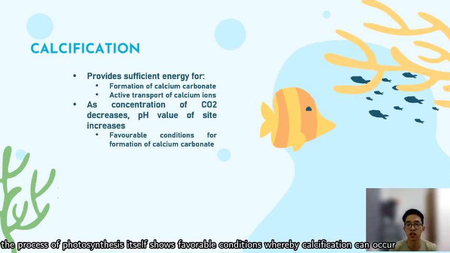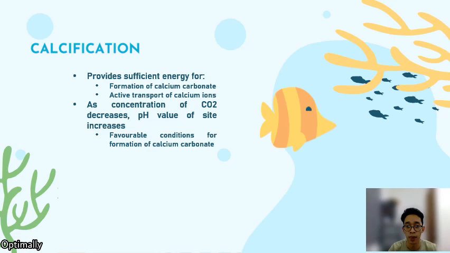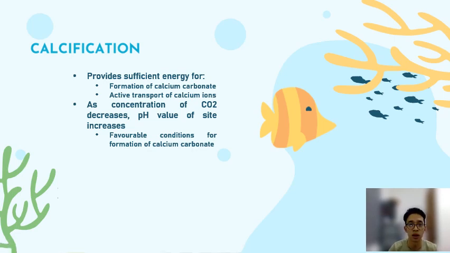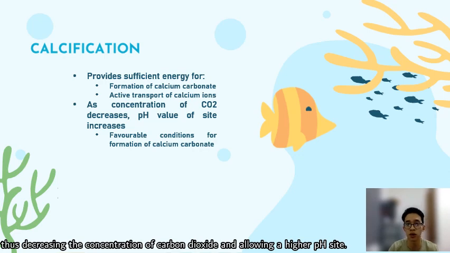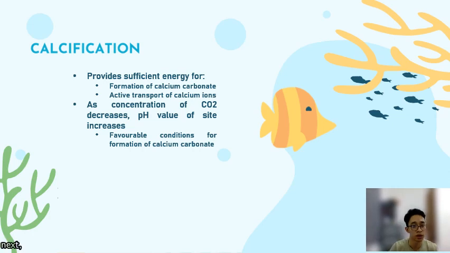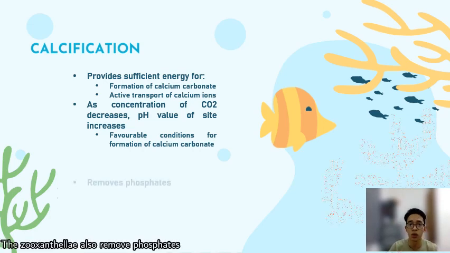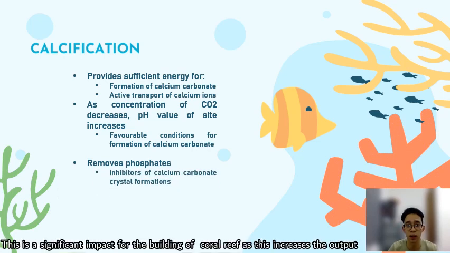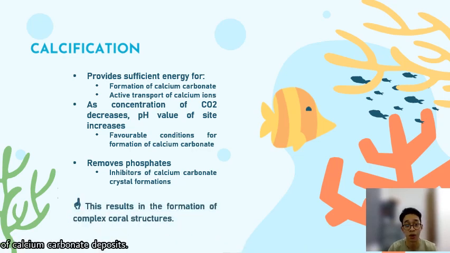With that, the process of photosynthesis itself shows favorable conditions whereby calcification can occur optimally. This happens due to the intake of carbon dioxide by the algae, thus decreasing the concentration of carbon dioxide and allowing a higher pH site. Next, the zooxanthellae also remove phosphate, which usually inhibits the creation of calcium carbonate crystals. This is a significant impact for the building of coral reefs as this increases the output of calcium carbonate deposits.